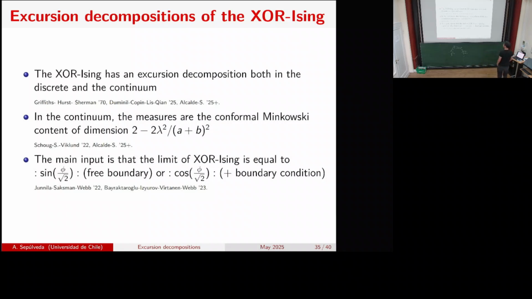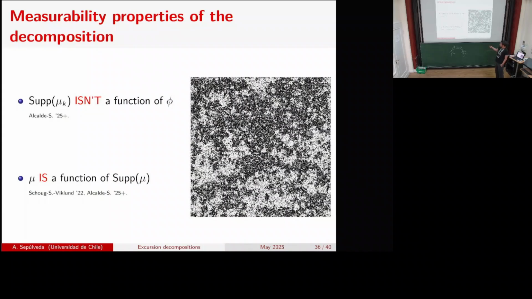And so what can one show about this story? So both two things. In this case, one cannot recover the excursions themselves out of the field. This is clear in the discrete, but it has to be worked out in the continuum. One has to build the same field that essentially has two different supports. However, the measure itself is a function of the support. As we have said, it's just a conformal Minkowski content.